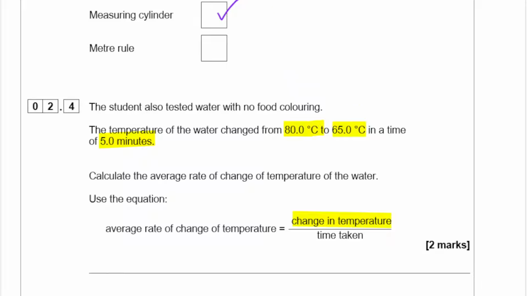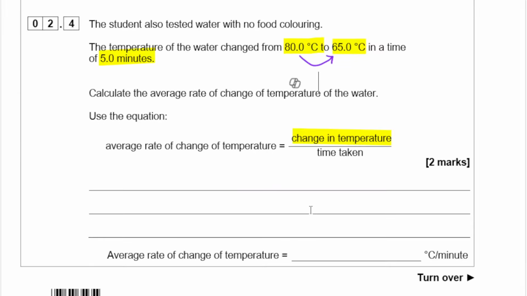They're asking for the change in temperature. Now the change in temperature is gone from 80 to 65. So you need to work out the difference first. So 80 minus 65 would give you 15 degrees Celsius. So that's 15. Now the time taken here, if you look at the units, they are per minute. So you don't really have to change it to seconds. So that's 5. That would give me 3 as the answer. 3 degrees Celsius per minute.